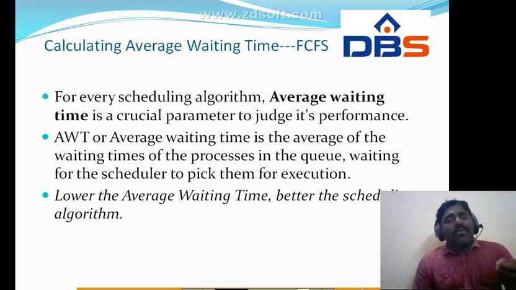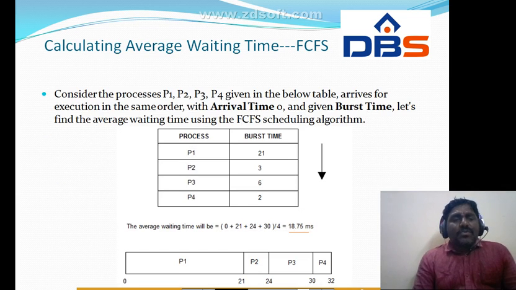One more thing: whenever there is a low average waiting time, we can say it is a better scheduling algorithm. If FCFS has a low average waiting time, then automatically we can say FCFS is the better scheduling algorithm. So, in order to calculate the average waiting time in FCFS, we are going to take 4 processes, that is P1, P2, P3, P4.